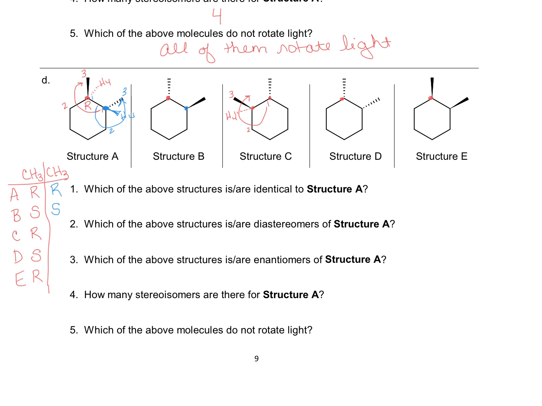Structure C is not as obvious, so let's just figure it out. 1, 2, 3, and hydrogen's in the front. So it looks like it's S, but since the hydrogen's in the front, we switch it. It will be R. Structure D is the same as A for that center, so it's R. And then structure E is the same as B, so it's S.